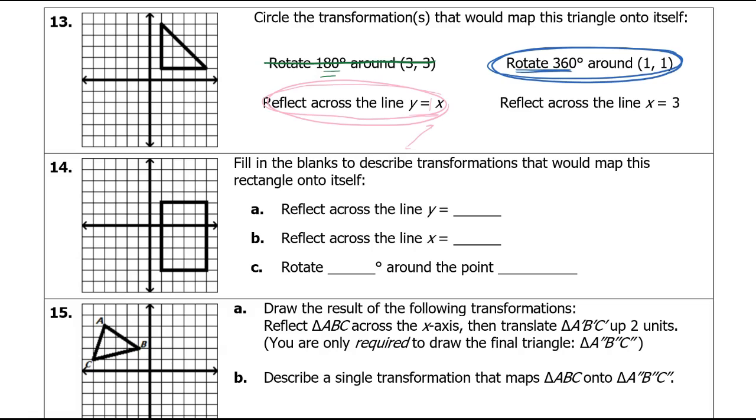And then, reflecting across the line x equals 3. So we cross the x-axis at 3, and then we go perpendicular to the x-axis. You can see that orange line is not a line of symmetry. This point up here would end up landing right there, which was not a vertex of the original triangle, so this one's a no. So a 360 degree rotation, of course, gets anything to map onto itself, and because of the symmetry of this triangle, a reflection across y equals x works as well.